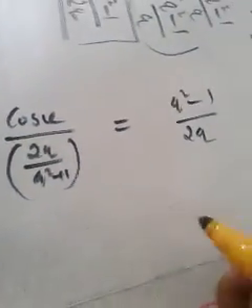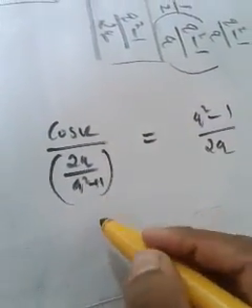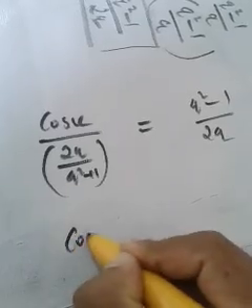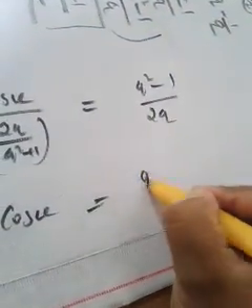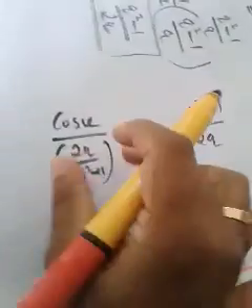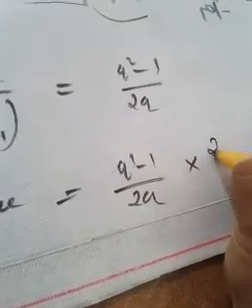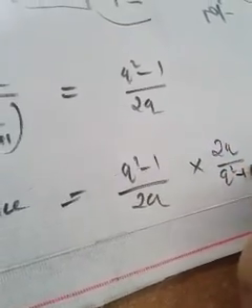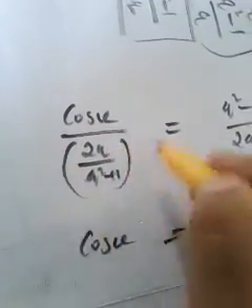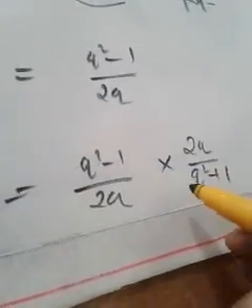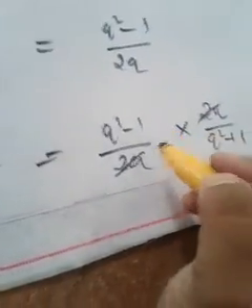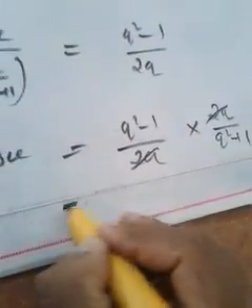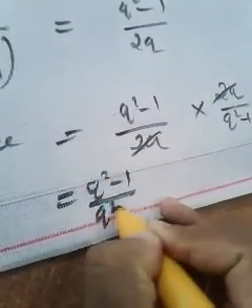Now you just see, from this expression can you find out the value of cos theta? Of course, how? Cos theta will be, take this entire term to the right side, so it becomes q square minus 1 by 2q. Since it is in the division part, when you take it to the right side, it will become multiplication. That means 2q by q square plus 1. Now when you take it to the right side, it will be multiplied with the RHS. So at that time, these two terms will get cancelled. What we will get? Q square minus 1 divided by q square plus 1.